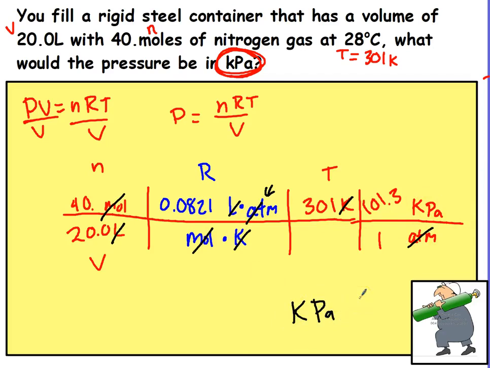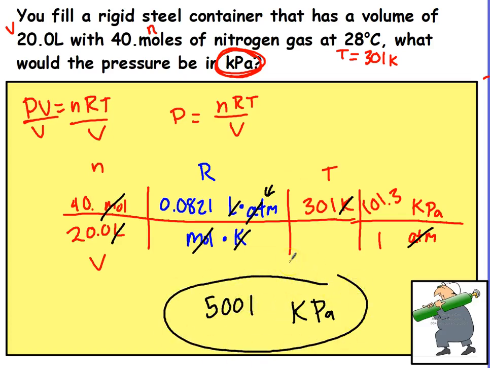Multiplying it, 40 times 0.0821 times 301 times 101.3 divided by 20. And I got 5,001 kPa. There's my answer right there.